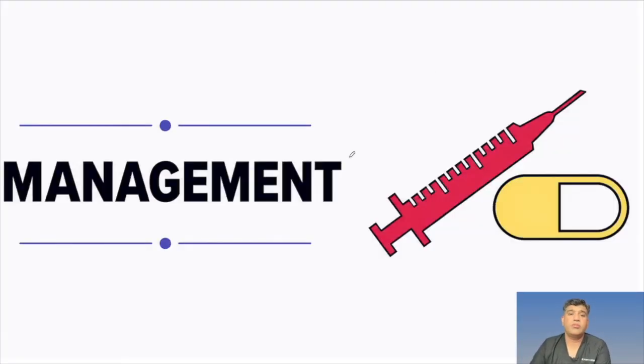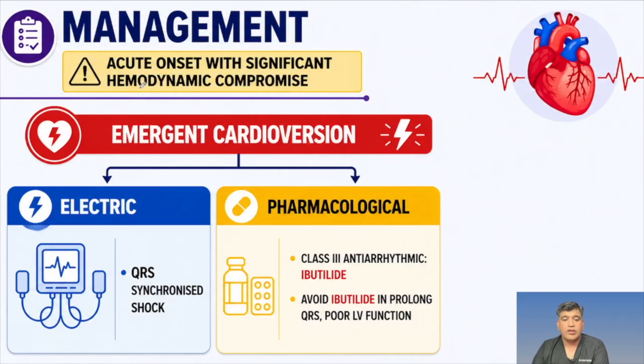So now we come down to the management. We will go through the latest 2023 ACC-AHA guidelines. First and foremost, acute onset atrial fibrillation with significant hemodynamic compromise. The catch is significant hemodynamic compromise. The management is emergent cardioversion.